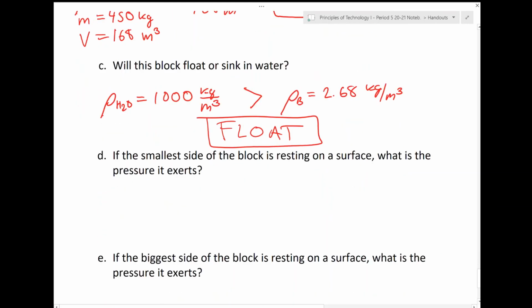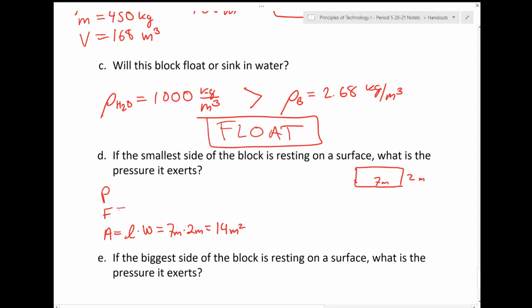Part D says if the smallest side of the block is resting on a surface, what is the pressure it exerts? So the smallest side of this block is going to be that 2 by 7 meter side. So pressure is equal to force divided by area. Area, of course, is equal to length times width. In this case, that is 7 meters times 2 meters, so 14 square meters.